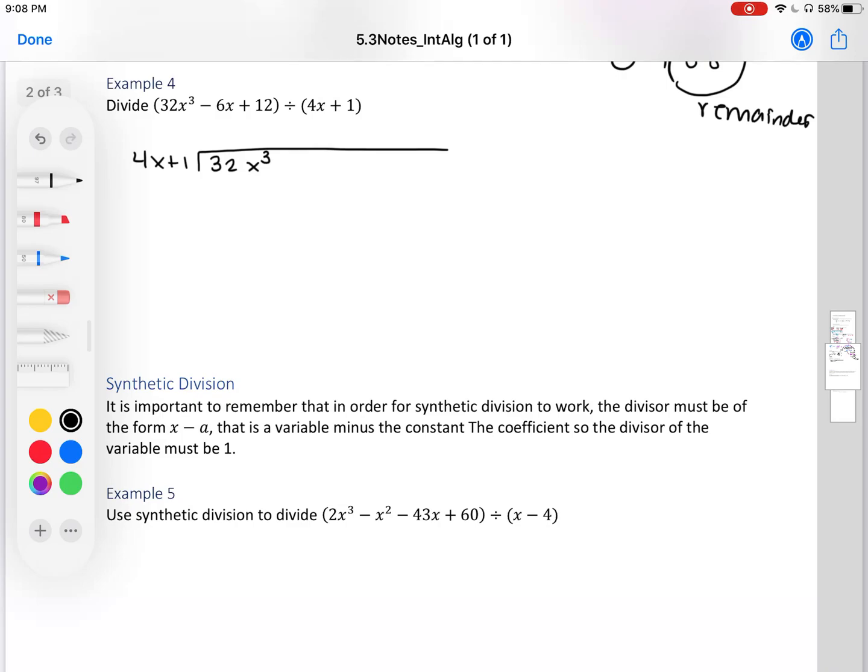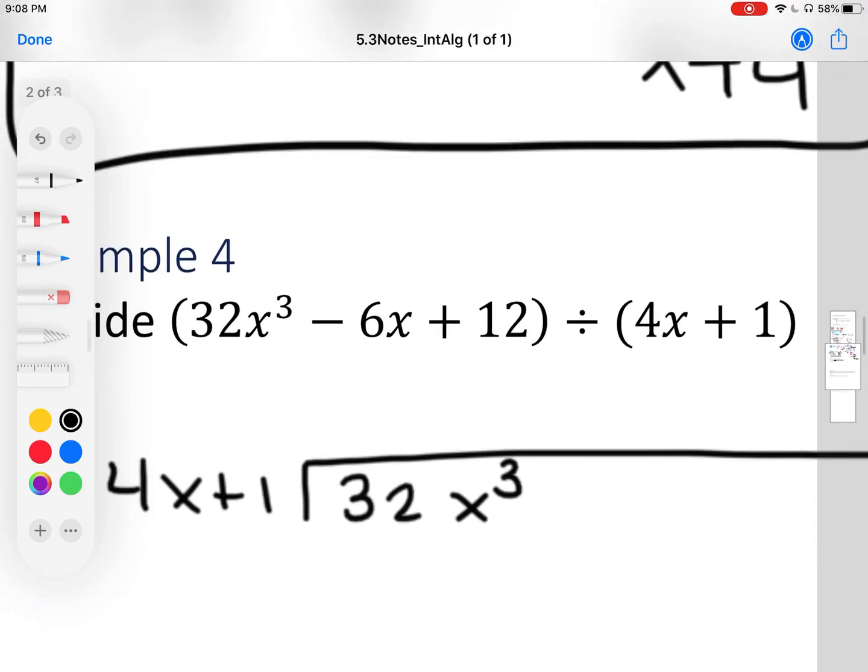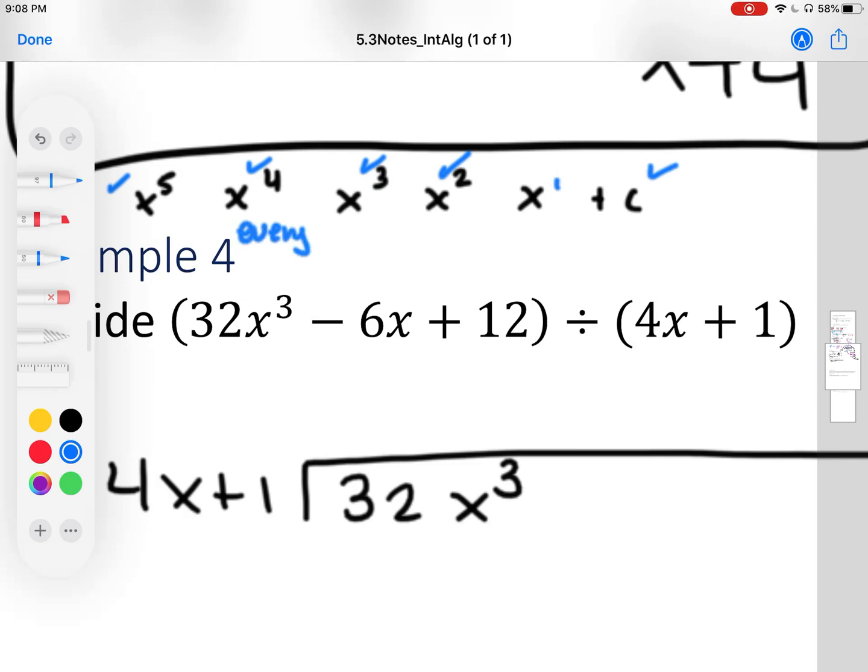Now, what makes this different from the other problems is that you need to have every degree. So every degree is represented. So if I start with the x to the 5th power, you have a 4th power, 3rd power, squared, 1st power, and then your number, your constant. So every degree needs to be there.